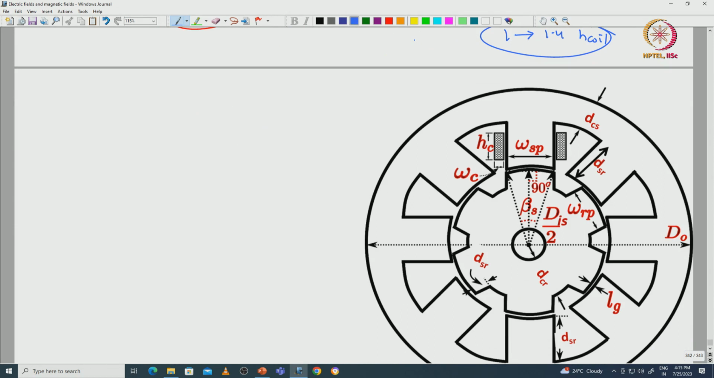Next, with this I am concluding this lecture. In this lecture we have calculated the stator pole height and stator pole widths, and flux densities at different parts of iron we have calculated.